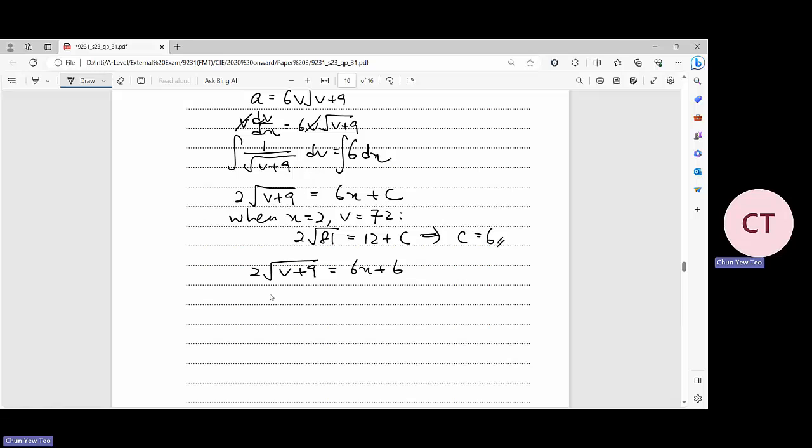Square both sides. You can get 4v plus 9 is equal to the 36x squared plus 24x plus 36. So you can get v is equal to the divide 4. You get 9x squared. Divide 4, you have 6x. 9 minus 9.